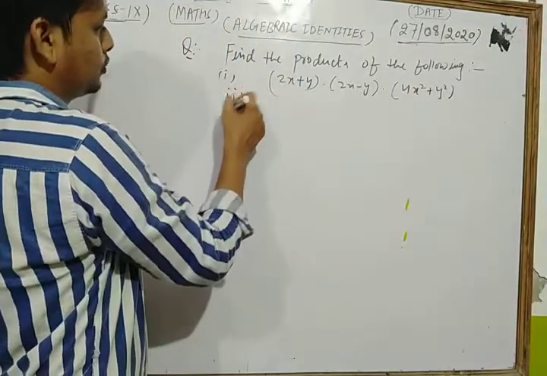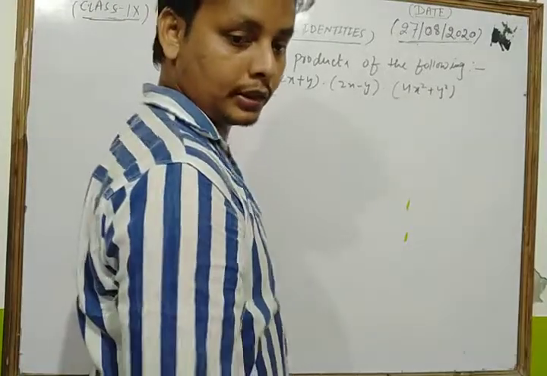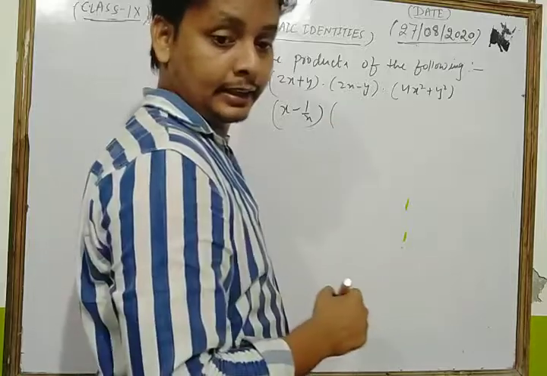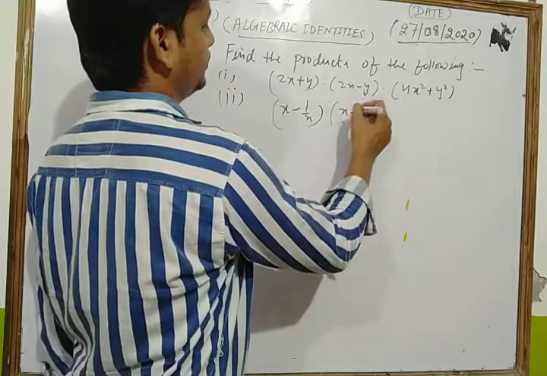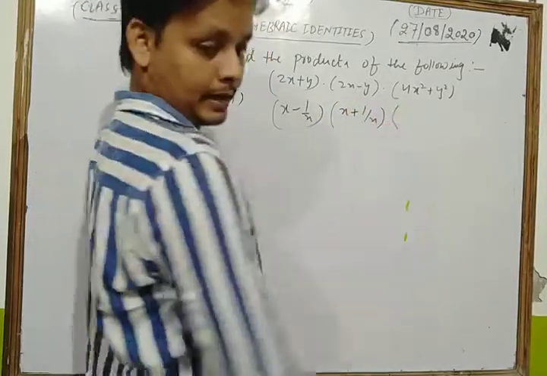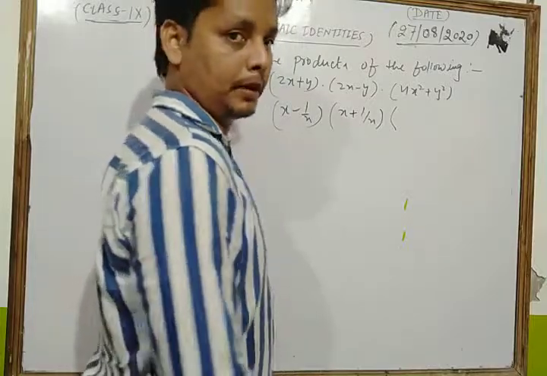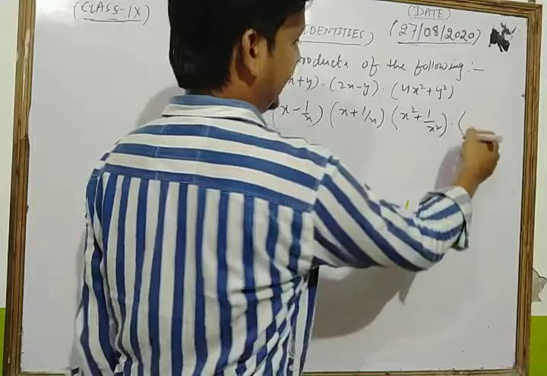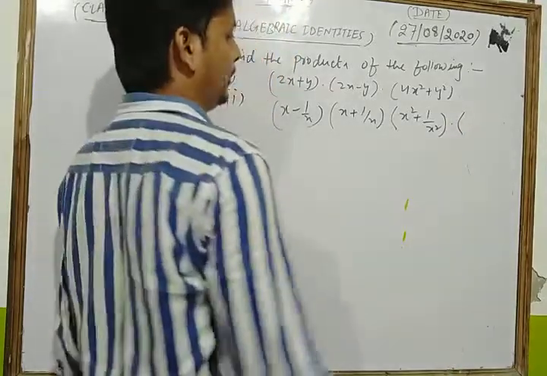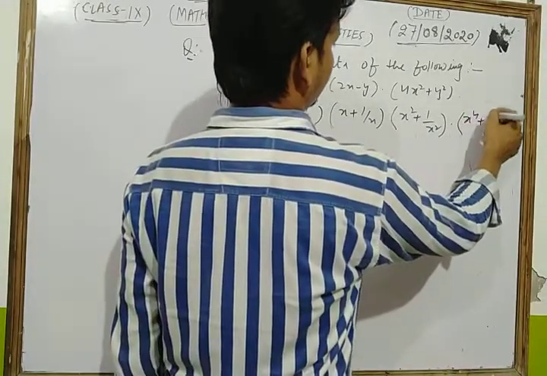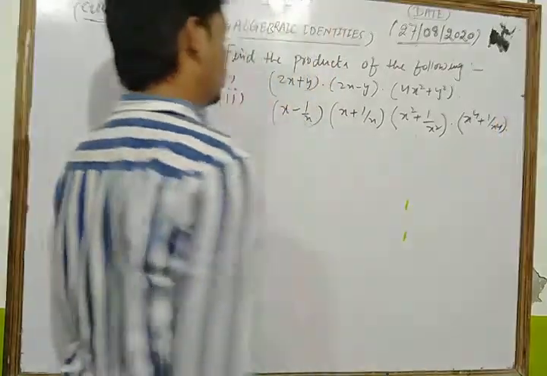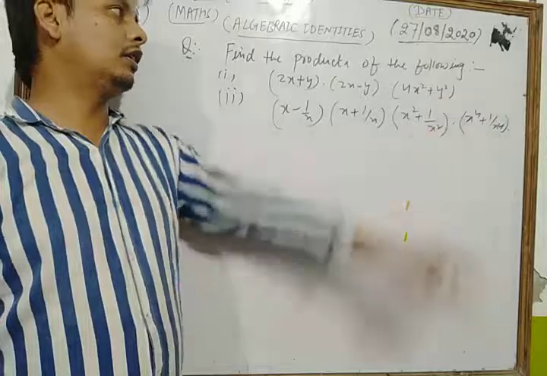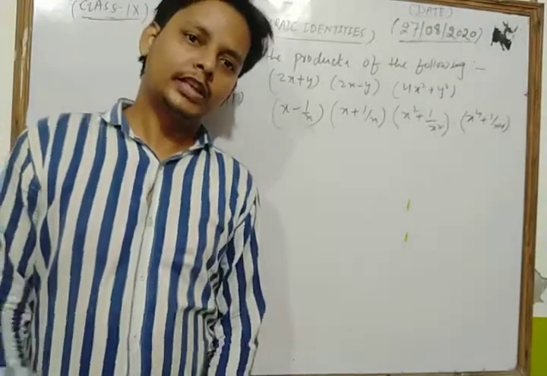And the second part of this question is (x minus 1 upon x) in one bracket, (x plus 1 upon x) in another bracket, (x square plus 1 upon x square) in another bracket, and (x power 4 plus 1 upon x to the power 4). Now look, dear students, here we find the products of the following using identities. Now let's solve it.